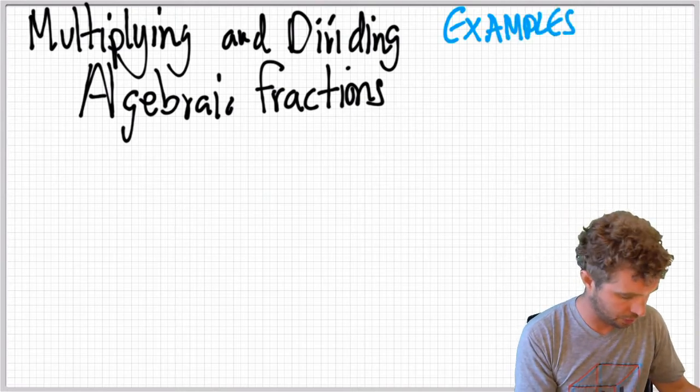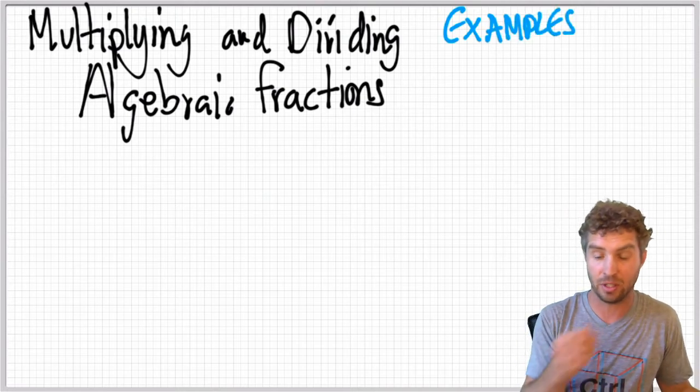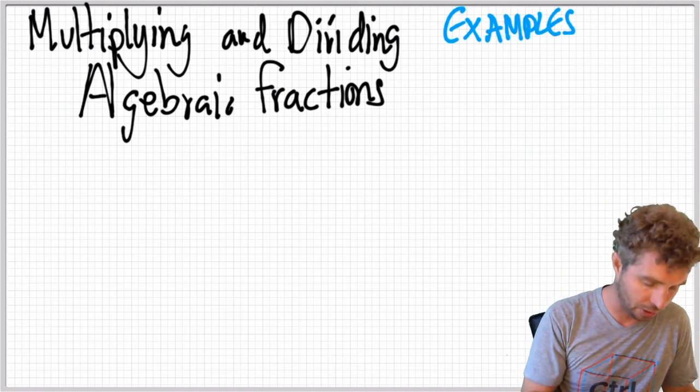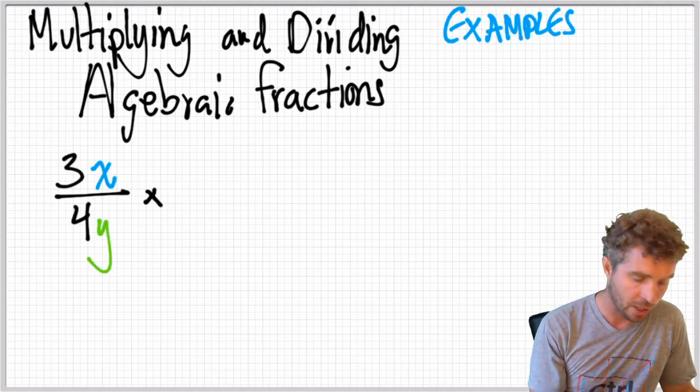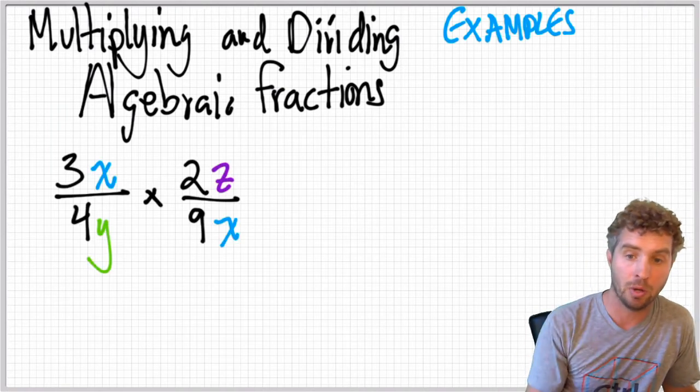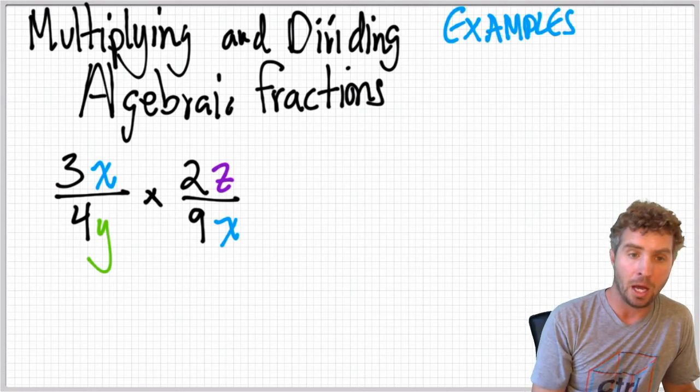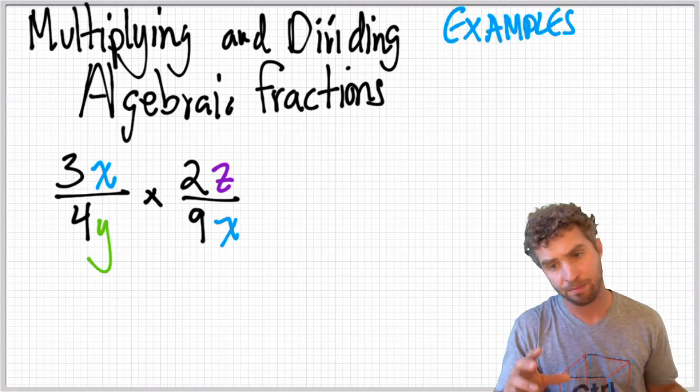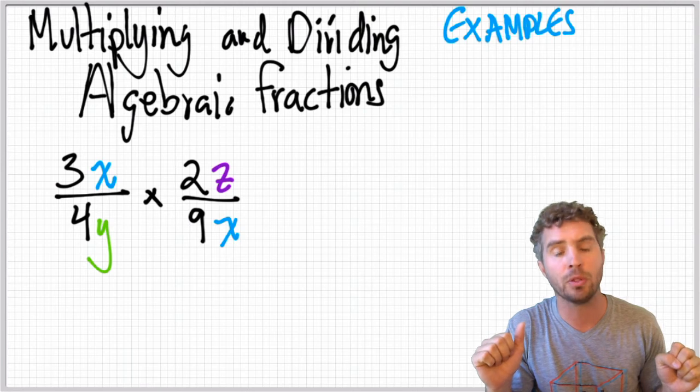As we do this, we're just going to do this through examples. There's a couple of simple steps, so we're just going to start straight with an example. So here's a couple of algebraic fractions that we are going to multiply. Now, multiplying fractions, all rules of multiplying fractions apply.